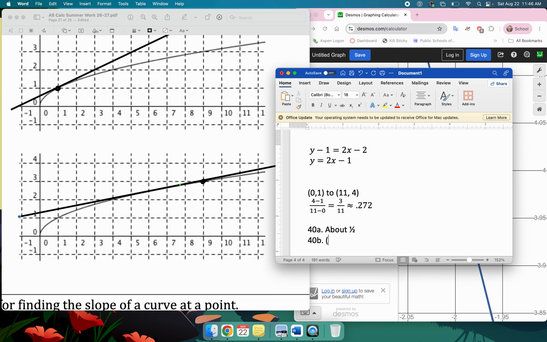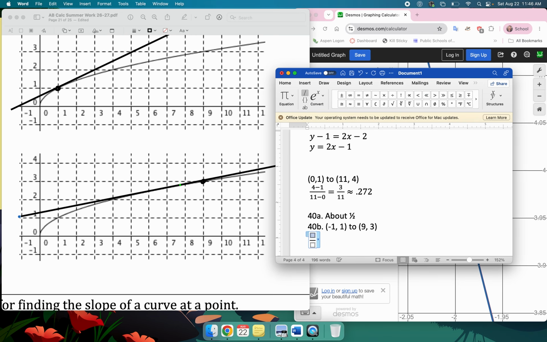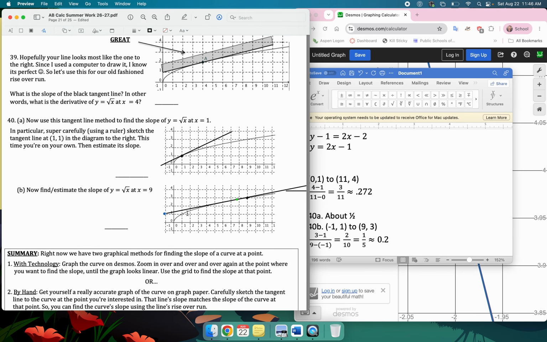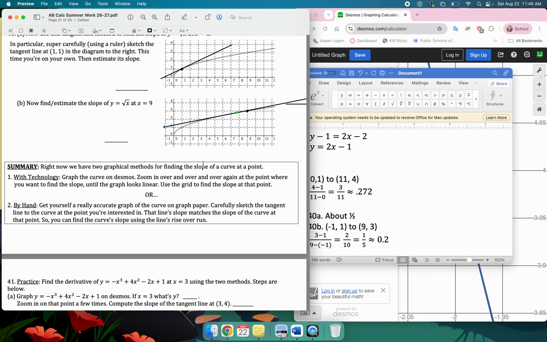So we're going from negative 1, 1 to 9, 3. So what is the slope? That would be 3 minus 1 over 9 minus negative 1. That's 2 over 10, so 1 over 5. So about 1/5, right? About 0.2. Something like that. Again, you'll get something a little bit different, most likely.